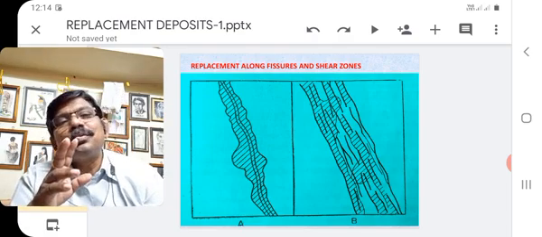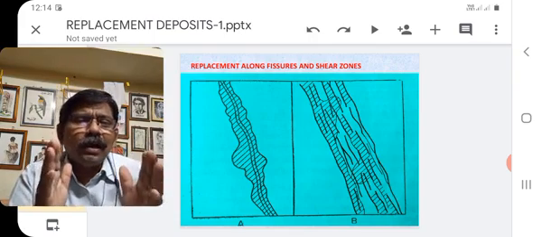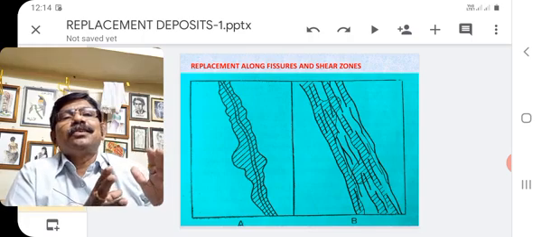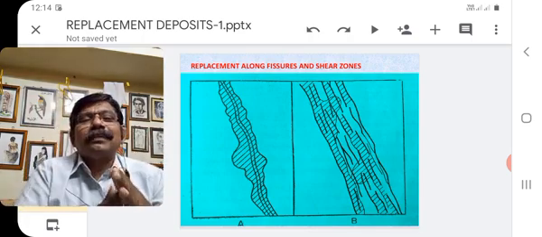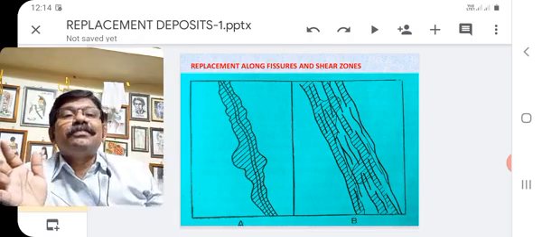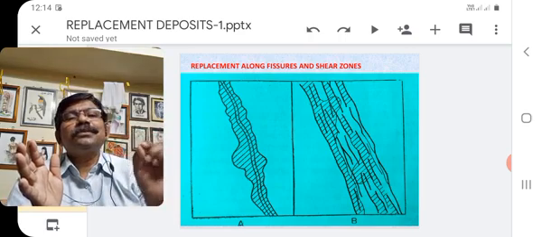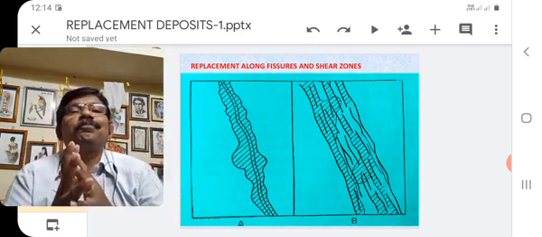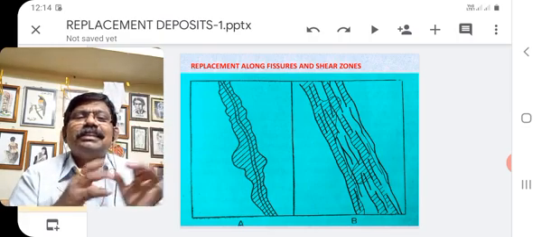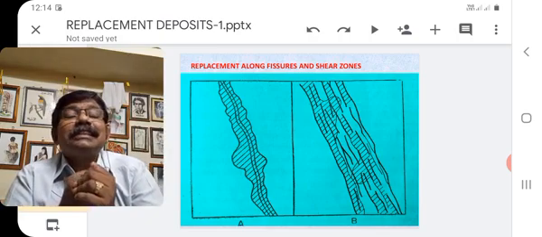Then two diagrams are given here. Both are fissures only, veins, just like veins. One is a single vein, looking like a fissure in between, with ore along the sides. That is a single fissure. The second one is there. What is the diagram? That is the shear zone.